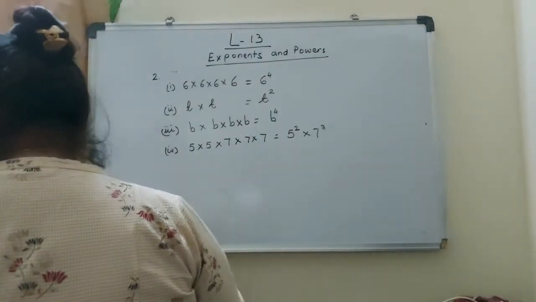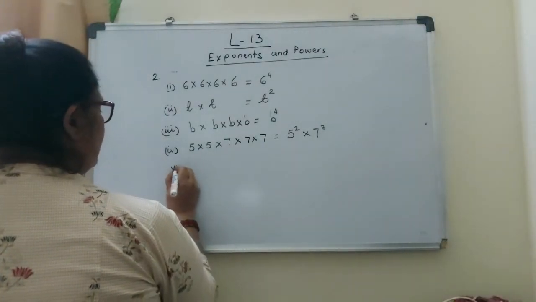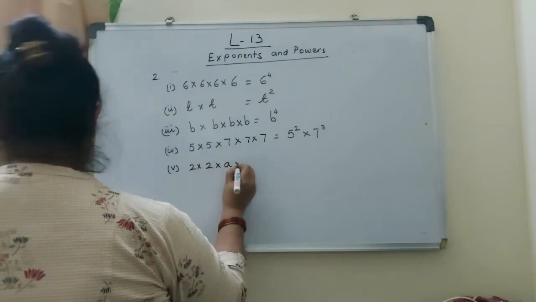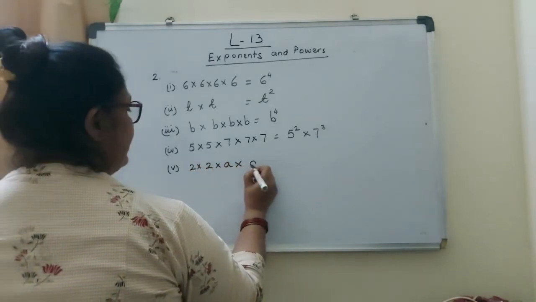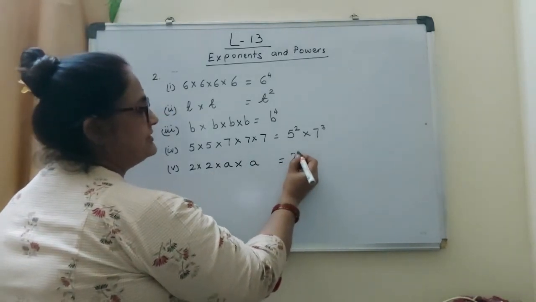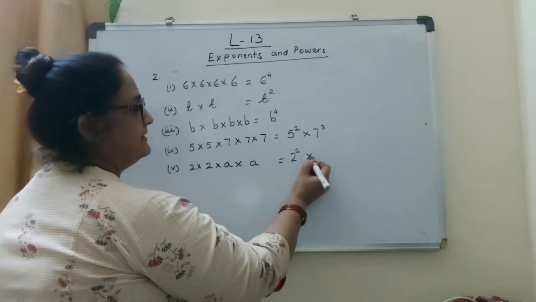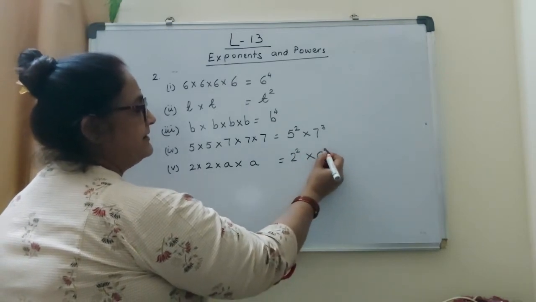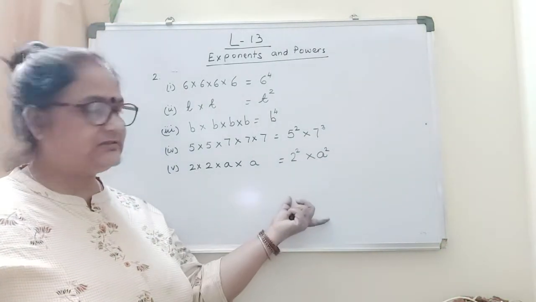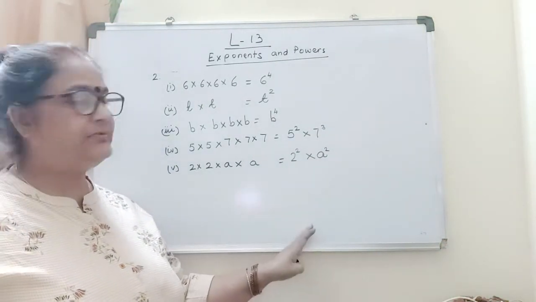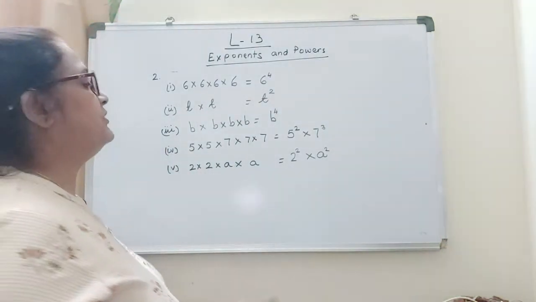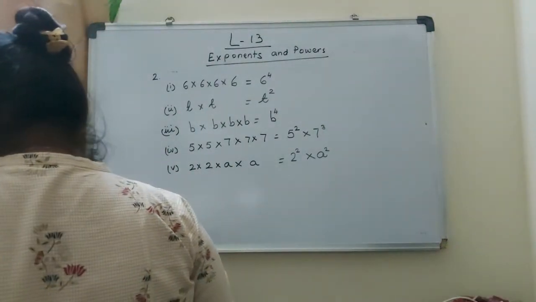Next one is 2 multiplied by 2, a multiplied by a. 2 multiplied by 2 is 2 raised to the power of 2 multiplied by a raised to the power of 2. Now this answer can be further simplified, but I'm not going to simplify it here because we are writing in the form of exponents only. Next one.